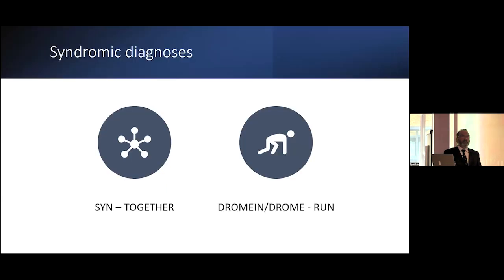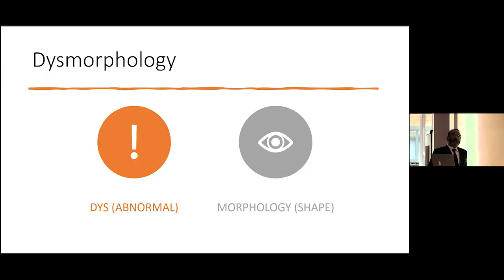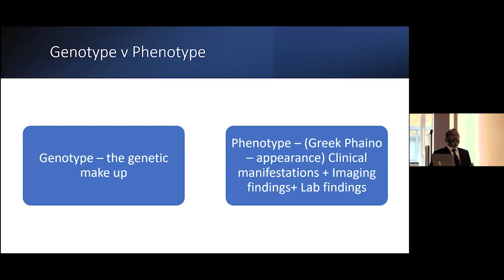Just going through some of the terms that we might come across in this talk. Syndromic diagnosis: syn means together and drome means running together, so a cluster of clinical features, signs, and symptoms that go together. Dysmorphology: dys is abnormal, morphology is shape. Genotype versus phenotype: genotype is the genetic makeup, and phenotype, from the Greek term pheno or appearance, could be clinical manifestations, imaging findings, or lab findings as well.